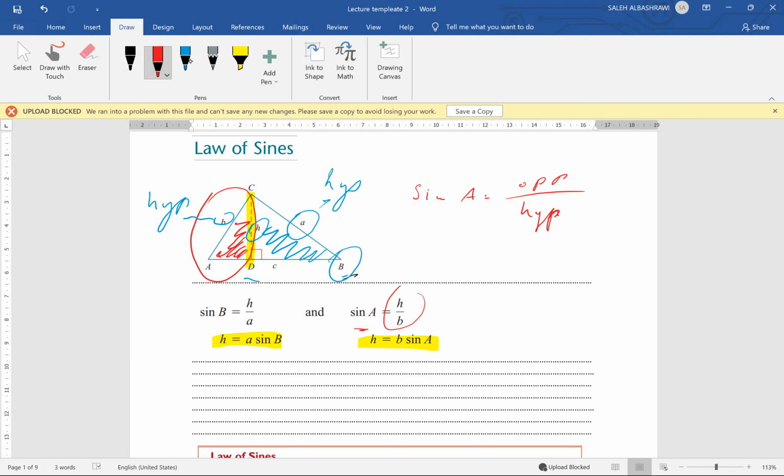Which means a sine B equals b sine A, because both of them are equal to h. So a sine B equals b sine A, or we can write it as small a over sine capital A equals small b over sine of capital B. So a over sine A equals b over sine B. This is the law of sine.